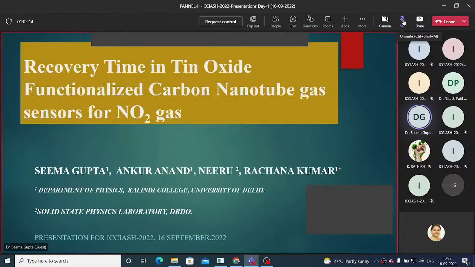Good afternoon. The topic of our presentation today is recovery time in tin oxide functionalized carbon nanotube gas sensors for nitrogen dioxide gas. This work has been done by my colleague Dr. Seema Gupta, Mr. Ankur Anand, Ms. Nehru, and myself, Rashna Kumar. We are from the Department of Physics, Kalindi College, University of Delhi.